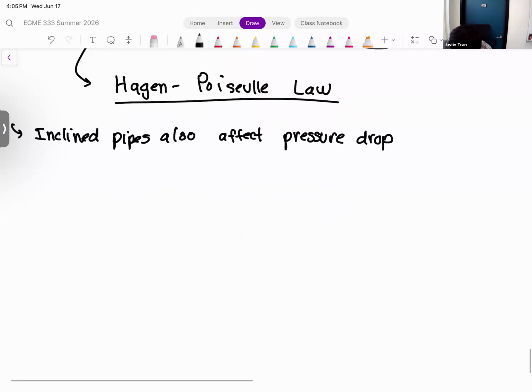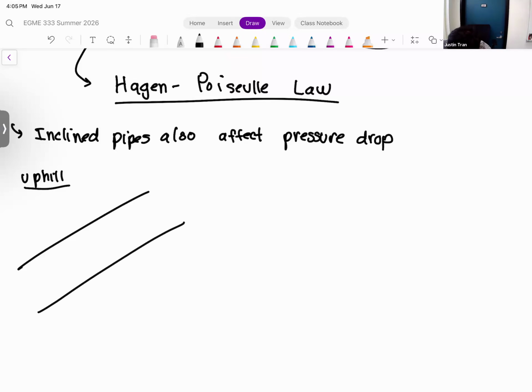Okay, so let's look at an uphill situation first. Let's say that your flow is going uphill just like this, where your pipe here makes a certain angle with the horizontal. So let's say that it's angled by an amount theta. Right, and so in this situation, we are going to basically just modify our Hagen-Poiseuille law to include a factor to account for this incline.